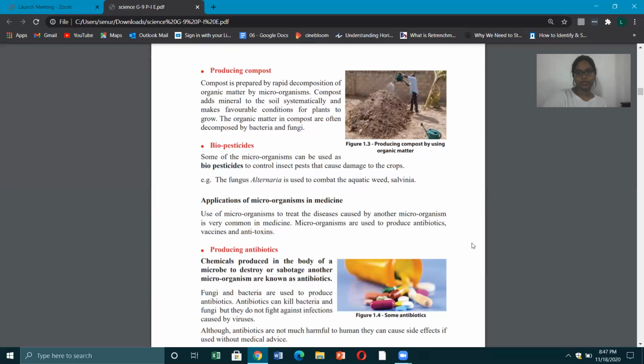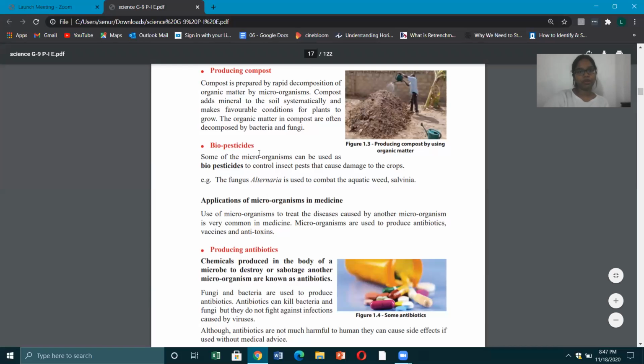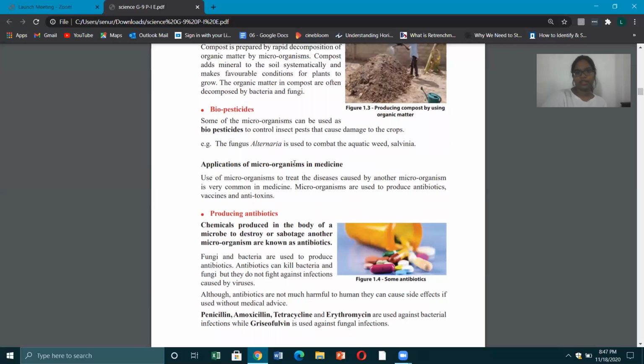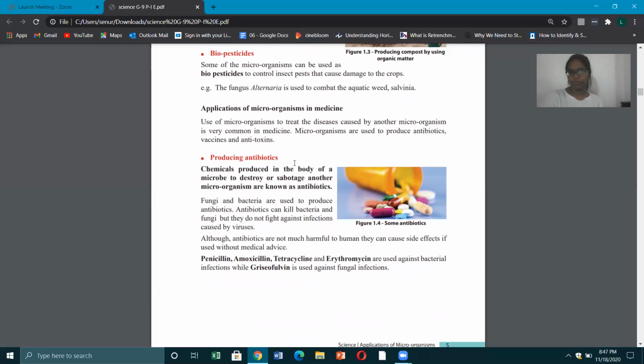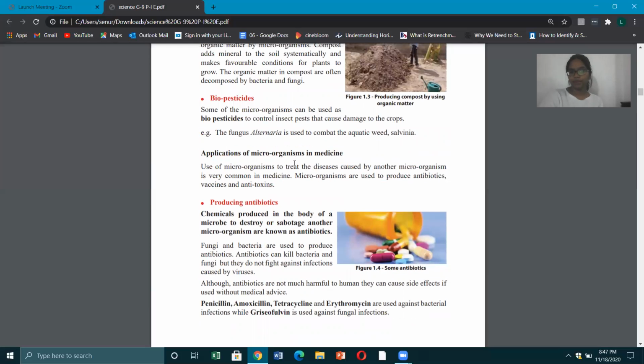Next one is biopesticides. Biopesticides are used to control insect pests that cause damage to the crops. Crops විනාශ කරන එන insects ලා. හරිද? ඒගොල්ලන්ව විනාශ කරන්න තමයි biopesticides use කරන්නේ to control them. That is easy. So biopesticides කියන්නේ මොනවද? They are the substances which are used to control the pests, which are also insects that cause damage to the crops.